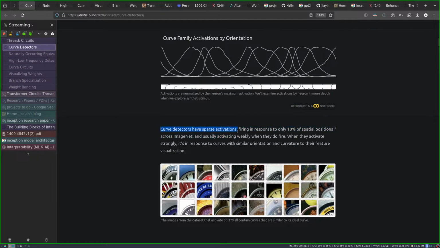Curve detectors have sparse activation, firing in response to only 10% of spatial positions in ImageNet, and usually activating weakly when they do fire. When they activate strongly, this occurs in response to curves with similar orientation and curvature.